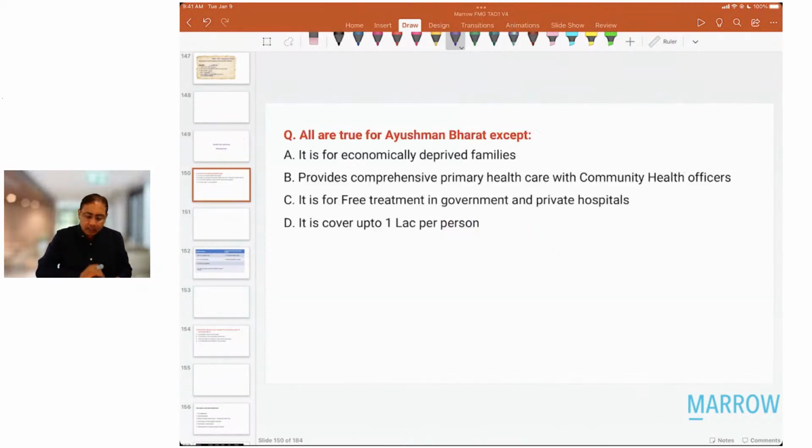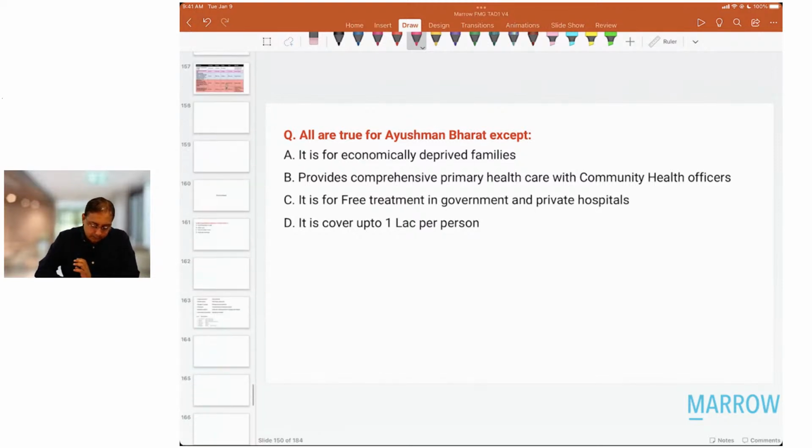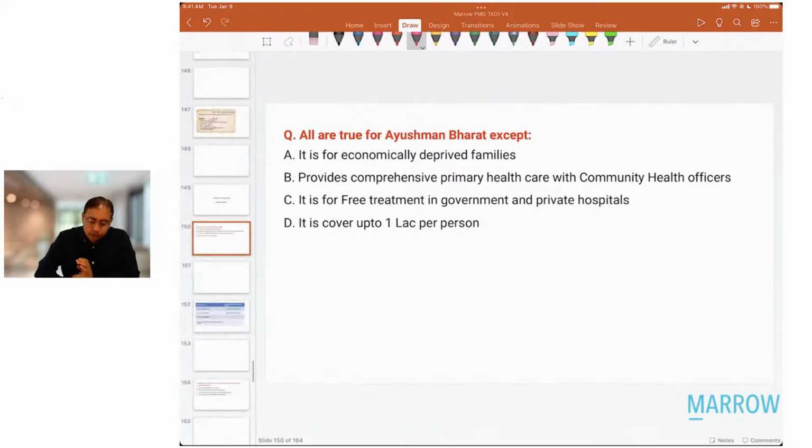Let's talk a few points about healthcare management. I think we have a few minutes remaining. All are true about Ayushman Bharat except. What do you think? All are true about Ayushman Bharat except.